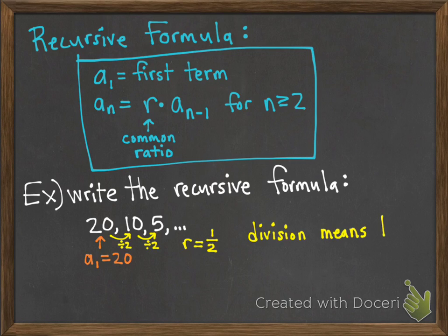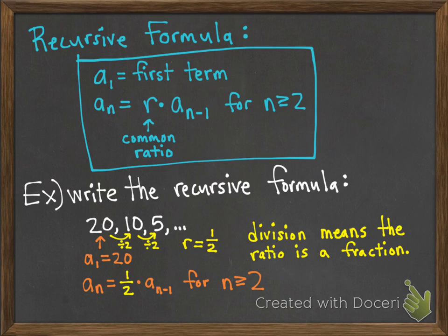Each time that the pattern is dividing, that means that our ratio is going to be a fraction. If it was dividing by 3, our ratio would be 1/3. If it was dividing by 7, our ratio would be 1/7. Now let's finish our formula by plugging in this ratio to the bottom half. a_n is equal to 1/2 times a_(n-1) for any value of n greater than or equal to 2. That means to find the second number, the third number, the fourth number, and so on.